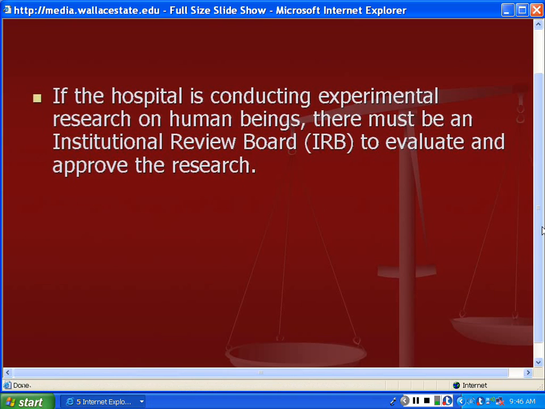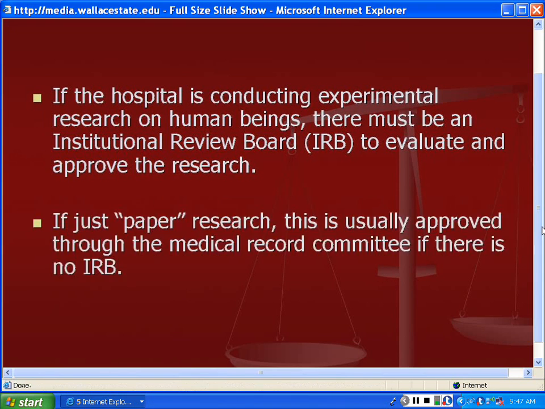And so it's different to have an IRB. If there is one, they may approve all research, even research that's just done on records. But if a hospital doesn't do experimental research on people, they won't have an IRB. If it's just paper research, this is usually approved by the medical record committee if there is no IRB. And there probably won't be if they don't do experimental research. So just to introduce you to that particular term, the institutional review board reviews requests for research.